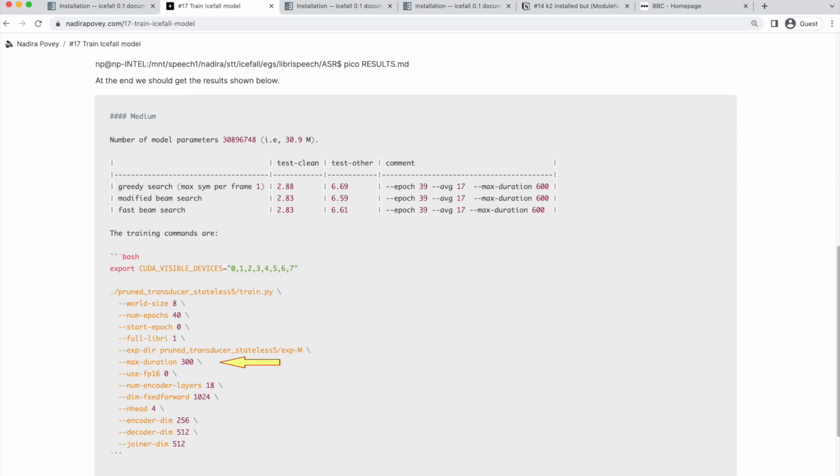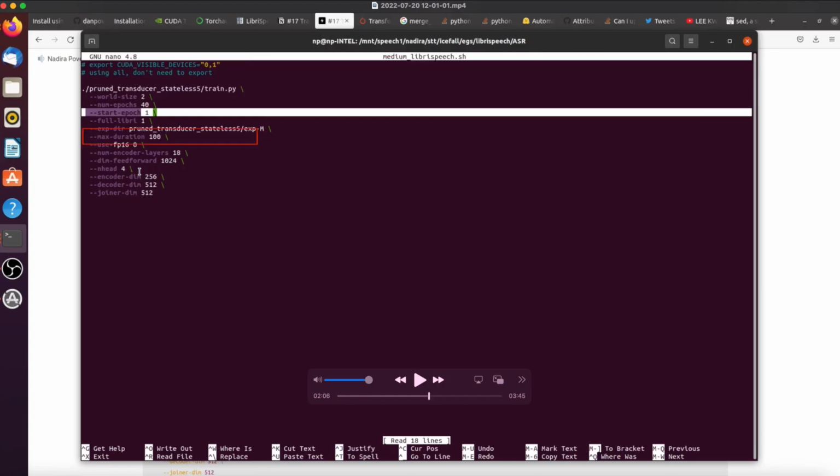Because I reduced the max duration from 300 to 100, the results are expected to be slightly worse than is stated in the results.md file.